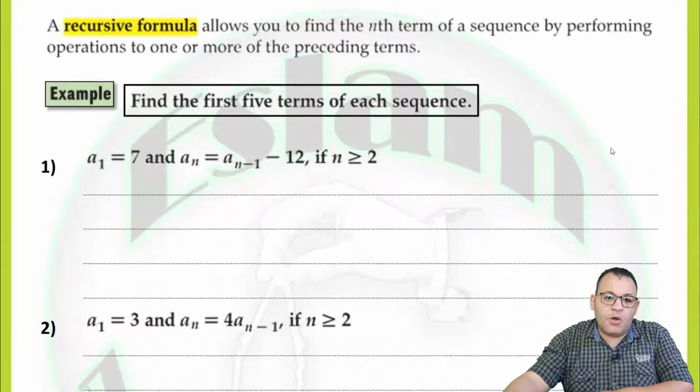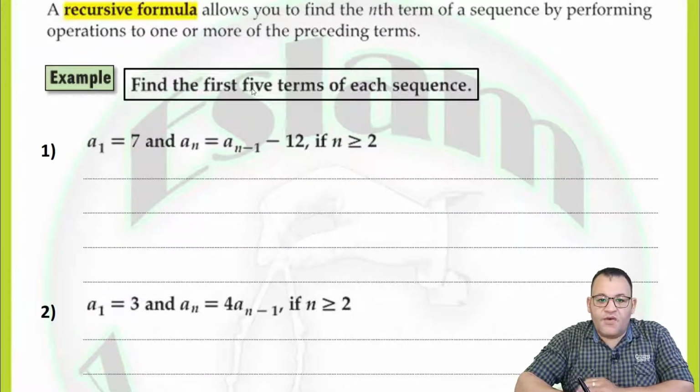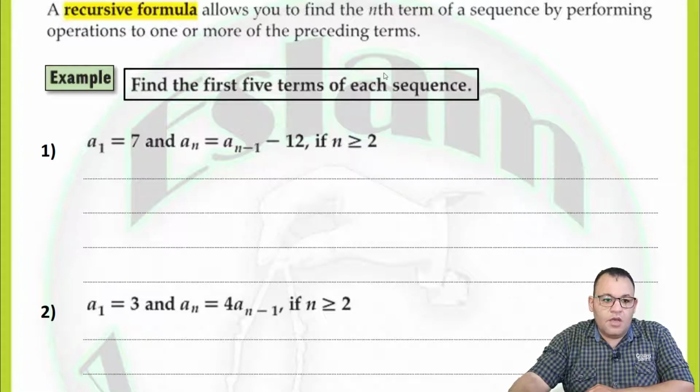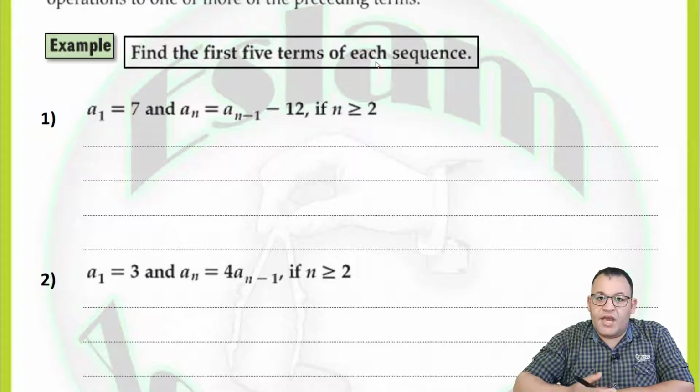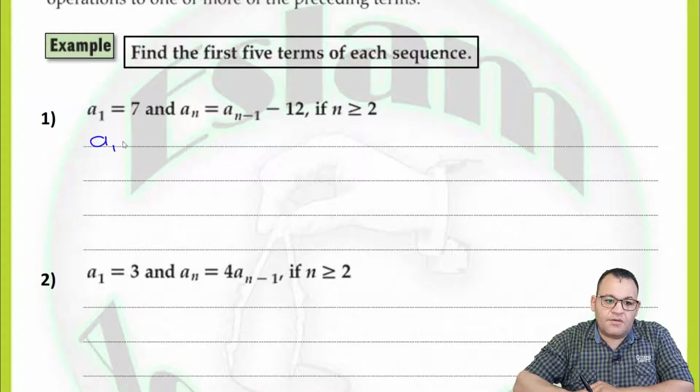So the first point in our lesson today: find the first 5 terms of each of the following sequences. If a1 equals 7, we said a1 is defined by the first term, and the formula that we have, an equals an minus 1 minus 12, where n is greater than or equal to 2. We need the first 5 terms, as we know that a1 is equal to 7.